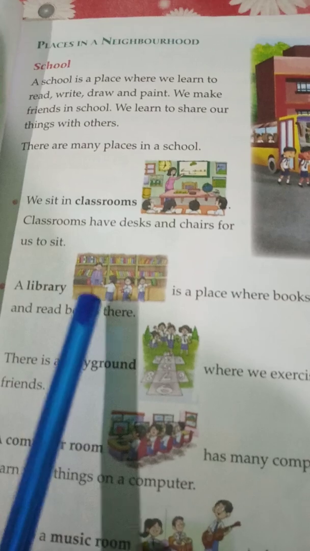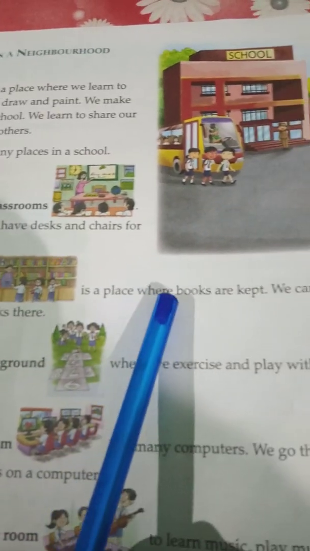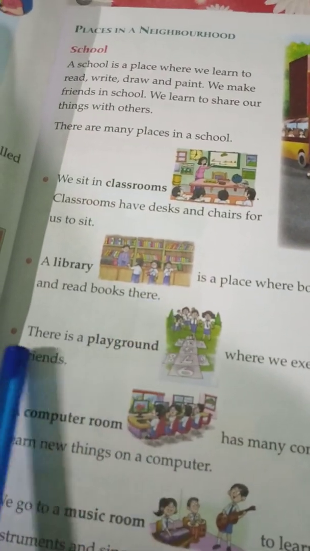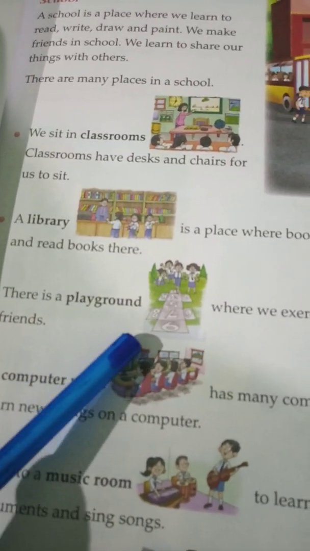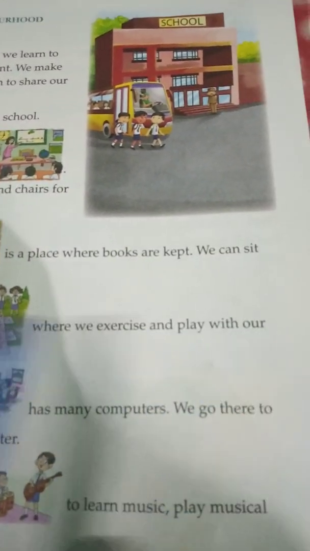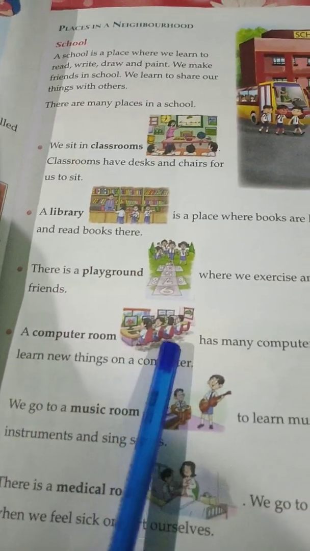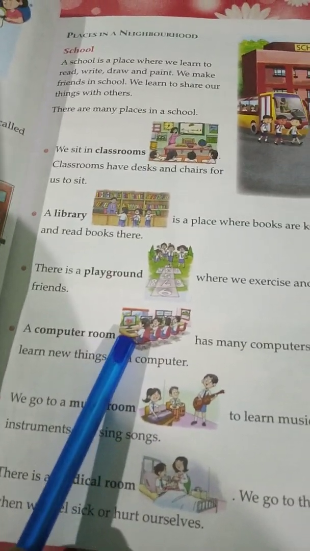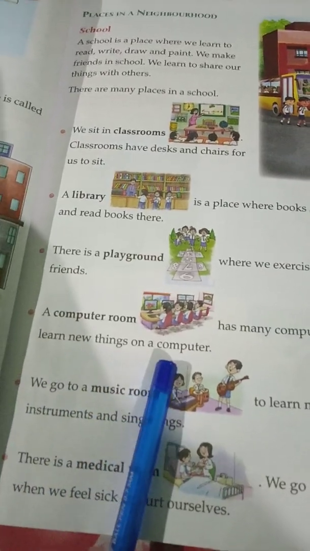A library. See the number of books. There are many books in the library. It is a place where books are kept. We can sit and read books there. Okay. There is a playground. See the playground where the children are playing and enjoying themselves with friends, where we exercise and play with our friends. A computer room. See how the children are sitting in the picture, learning something new on the computer. It has many computers and we go there to learn new things on a computer.